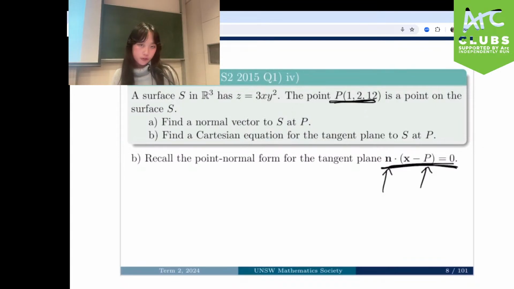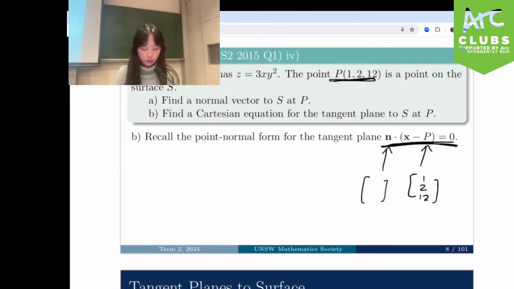If that is the point on the surface we want to find the tangent to, it's also got to be on the tangent plane. So our P here is just 1, 2, and 12, and our N here is what we've just found in the slide above, which is 12, 12, and minus 1. So we have a point normal form for our tangent plane, which looks like this.